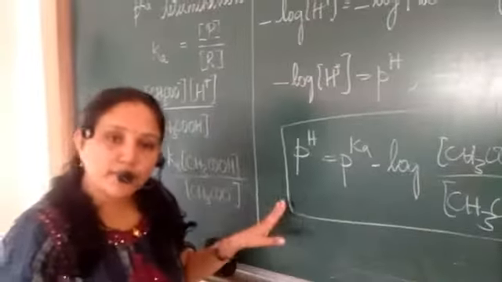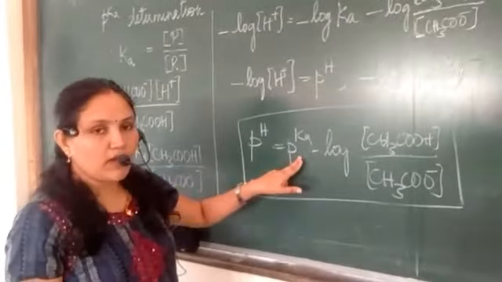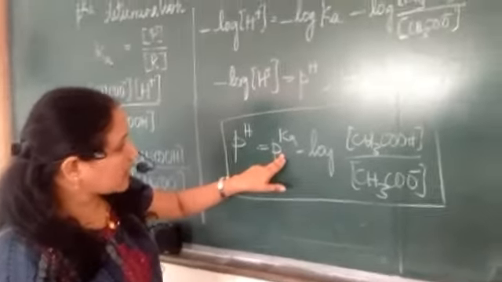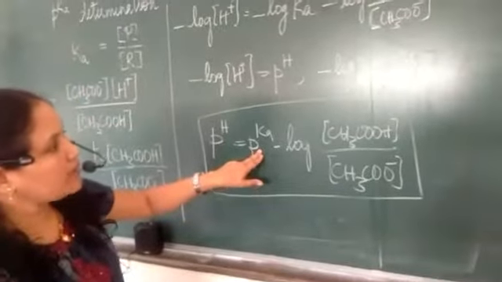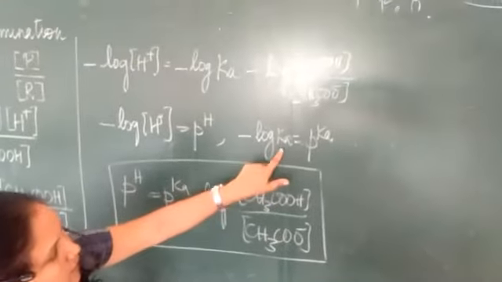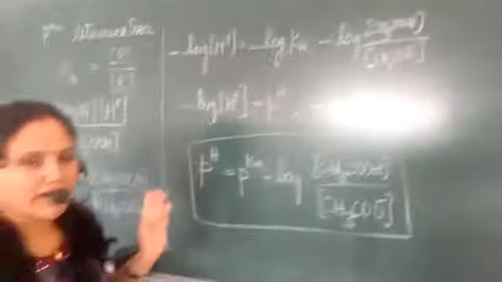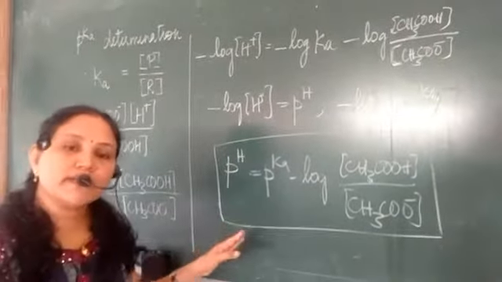Now using this expression, we need to find the pKa. Once we find the pKa, we can find the Ka because pKa is equal to minus log of Ka. Therefore, Ka is equal to anti-log of minus pKa. So you can find the Ka. Why are we using this expression?